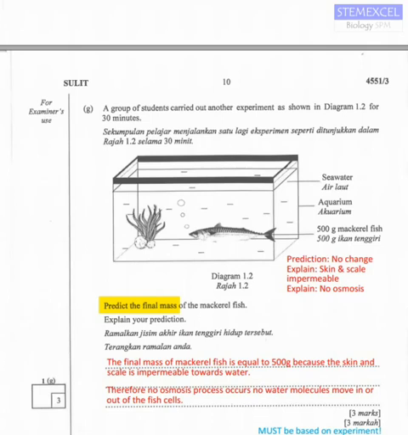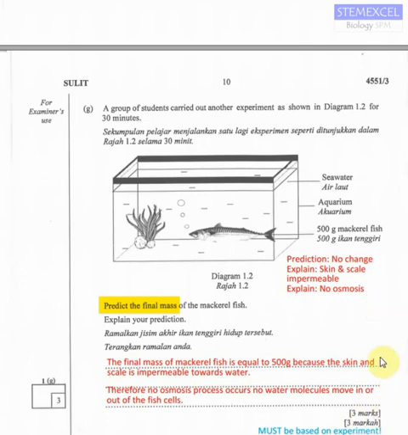One very important trick, or one very important point here, is that the fish is covered by skin and also it has scales. So these two actually ensure that no osmosis will occur, because the skin and scales are impermeable to water molecules. So if you were to predict, in this case, it means there should be no change in the mass because there is no osmosis. Here you are allocated 3 marks.